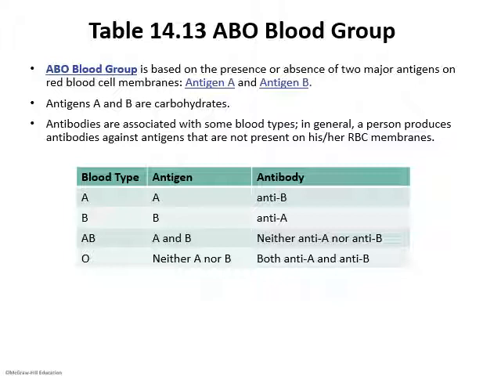The other part to remember is that the antigen is always going to be in your blood type's name. So if you have A antigen, your blood type's A. If you have B antigen, your blood type's B. If you have A and B antigen, your blood type's AB. O doesn't have either antigen, and that's why it's not in the name.